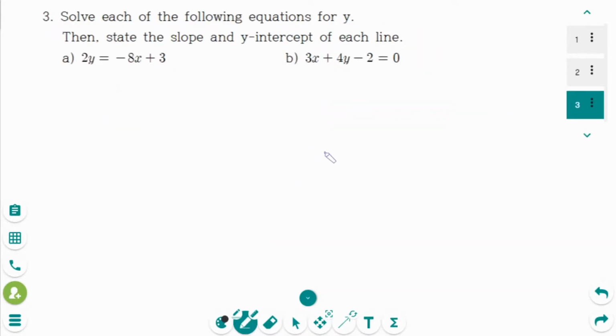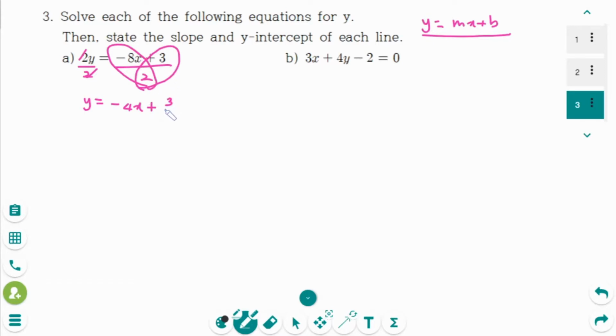This is the next question. We need a y equals mx plus b form. So number A, divide by 2 on each side. Divide by 2, divide by 2 like this. So the left side is y equals, then split. So minus 8x divided by 2 means minus 4x plus 3 over 2. So slope equals minus 4, then y-intercept is 3 over 2.